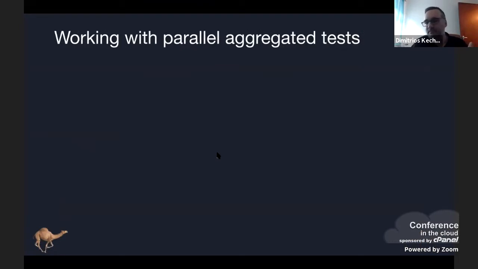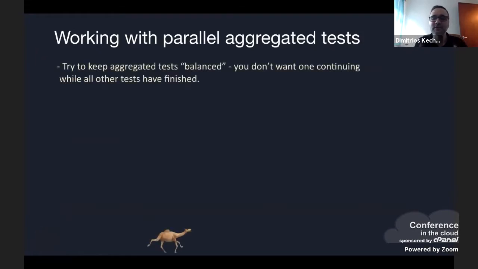So ideally, your test suite is parallelizable, so you'd have many parallel aggregated tests running. So you try to keep them balanced because you don't want to have one very long one that keeps on chugging along on a single thread while everything else is finished in parallel.